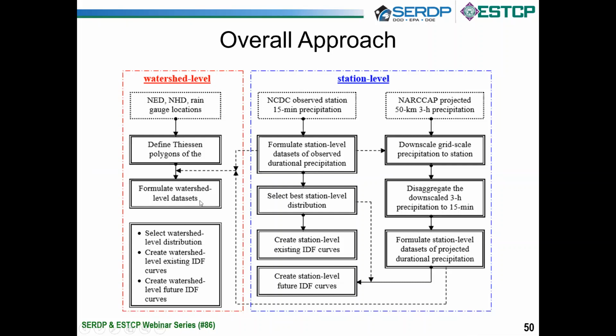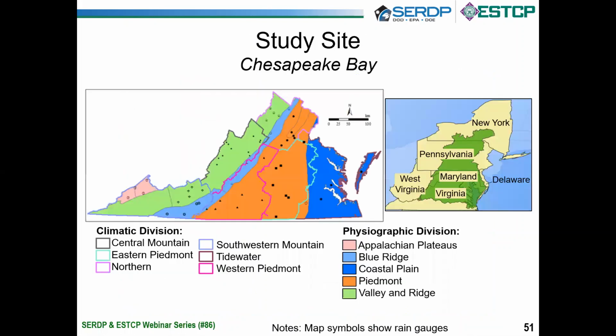Then we formulate the watershed-level data sets. That's needed to do the weighted average of the station-level precipitation to get the watershed-level precipitation data sets. Then we need to select the watershed-level distribution and create the watershed-level ADF curves. So that's the overall approach we developed and used in this research.